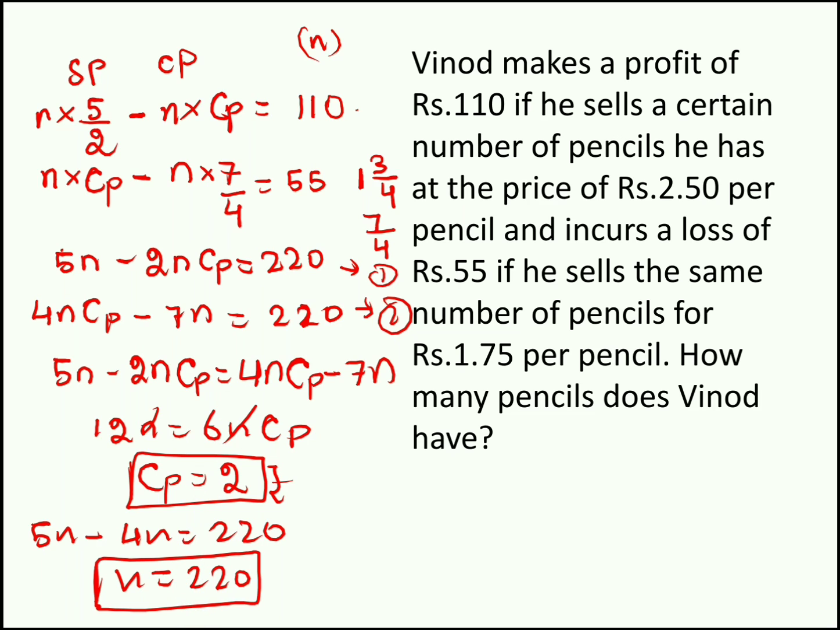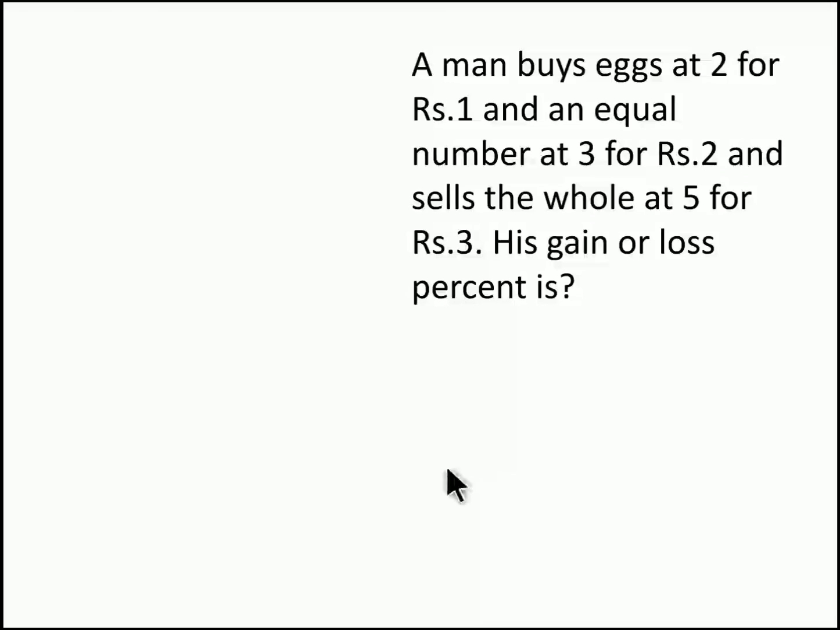Now moving to our third question. A man buys eggs at 2 for rupees 1 and an equal number at 3 for rupees 2, and sells the whole at 5 for rupees 3. His gain or loss percentage is dash.